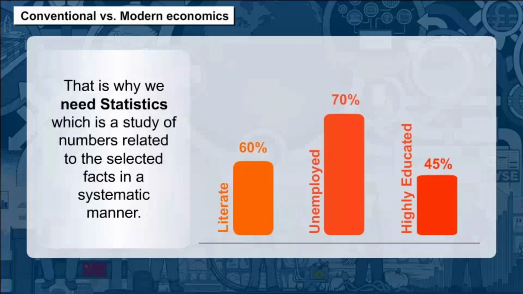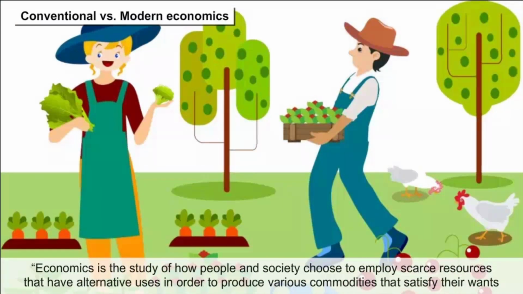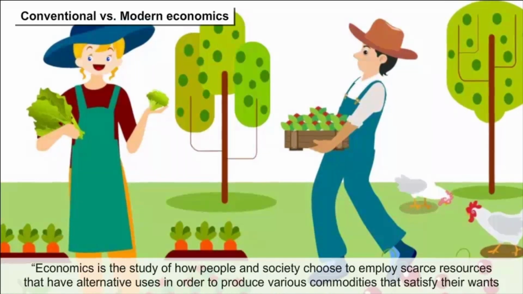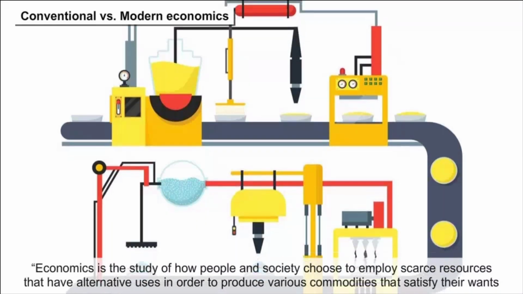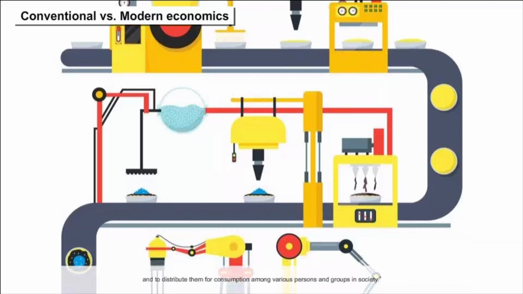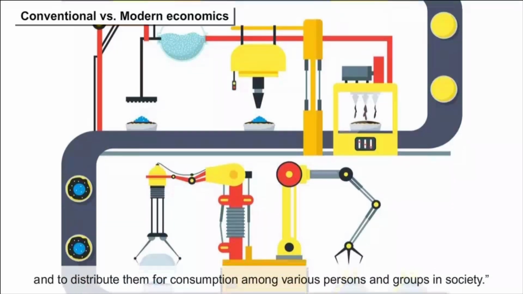That is why we need statistics, which is a study of numbers related to the selected facts in a systematic manner. So, we can say that economics is the study of how people and society choose to employ scarce resources that have alternative uses in order to produce various commodities that satisfy their wants and to distribute them for consumption among various persons and groups in society.